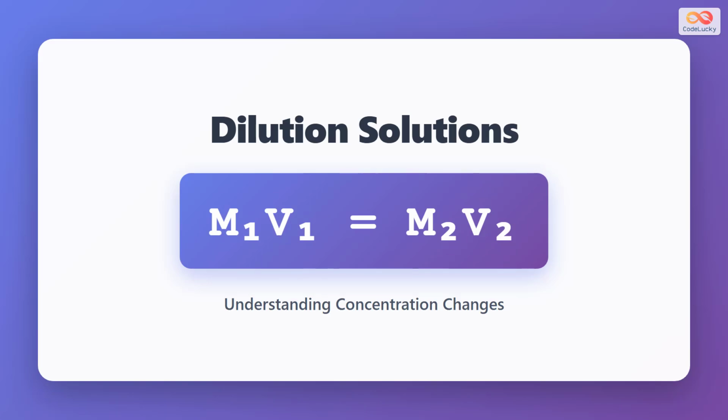Today, we're going to explore one of the most important formulas in chemistry, M₁V₁ equals M₂V₂. This equation is essential for understanding how to calculate the dilution of concentrated solutions. Dilution is a fundamental skill you'll use throughout your chemistry studies and in laboratory work. By the end of this video, you'll understand exactly what dilution means, how the formula works, and how to solve practical problems involving dilution calculations.